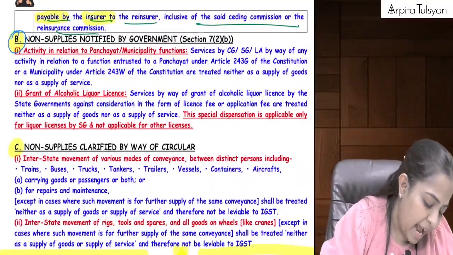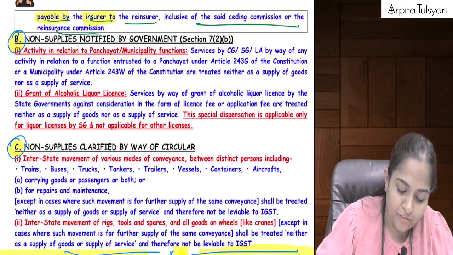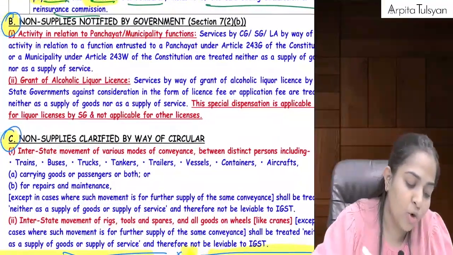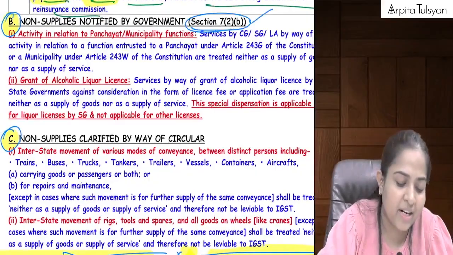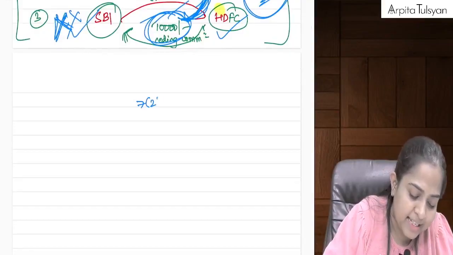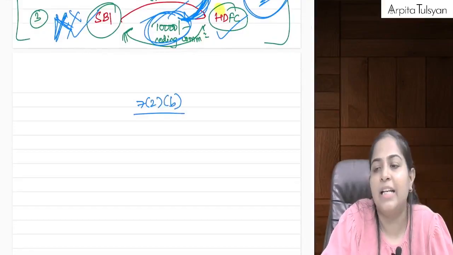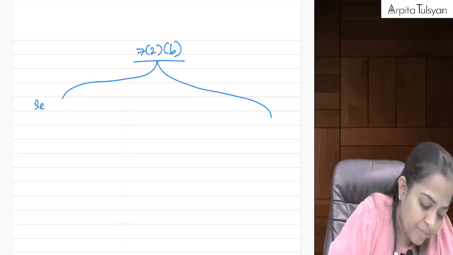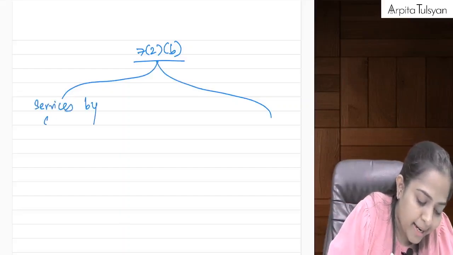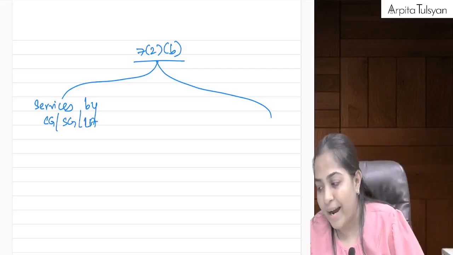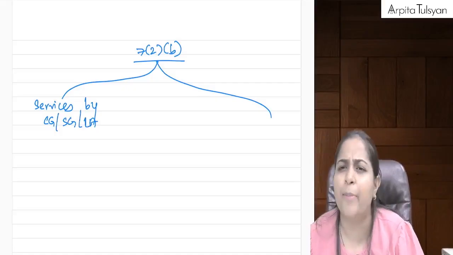Now the point B and point C, so that we can finish off our non-supplies part. What are point B and point C talking about? Point B talks about non-supplies notified by the government, which is given under section 7(2)(b). There are 2 specific transactions here, where they have specifically told that this will not be considered as a supply. The first one is any services by central government, state government or local authority, provided to the general public, to any person.